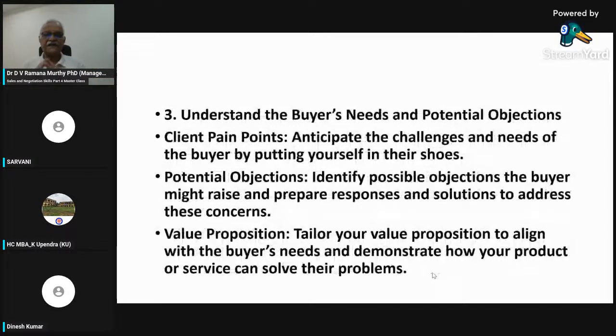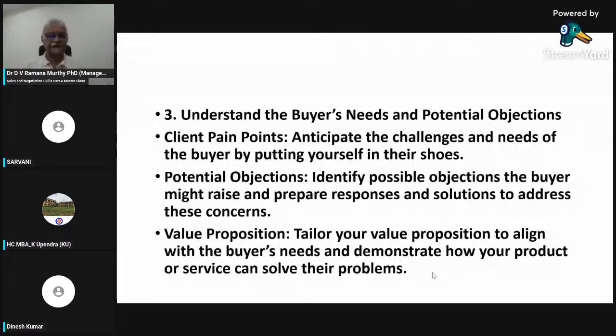Next is understand the buyer's needs and potential objections. Here, very, very important, we have already said earlier that you need to understand the client organization's needs. This step is very, very important because that helps you to fine tune your negotiation style, the extent of negotiation, and the offers that you're going to plan.